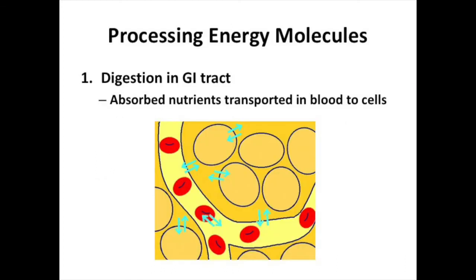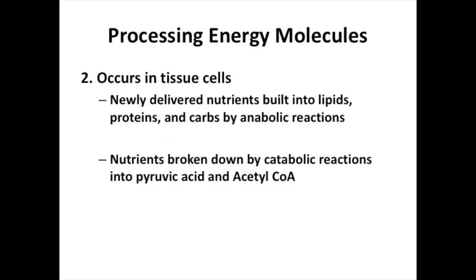So remember, when we're talking about processing energy, it all starts with the food that we absorb. So in our digestive tract, we have ingested and then digested and then absorbed nutrients in the intestines that get transported via the blood to different cells in our body. So once those nutrients get to their destination, to these tissues, they can be built into new things. They can be built into new lipids, into new proteins, into new carbs by anabolic reactions, or they can be further broken down by catabolic reactions.